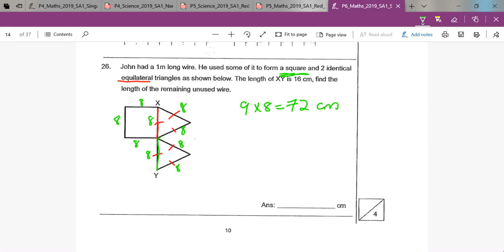8 cm. So answer is 1 meter, which is 100 cm, minus 72 cm. Answer should be 28 cm. 28 cm left unused.